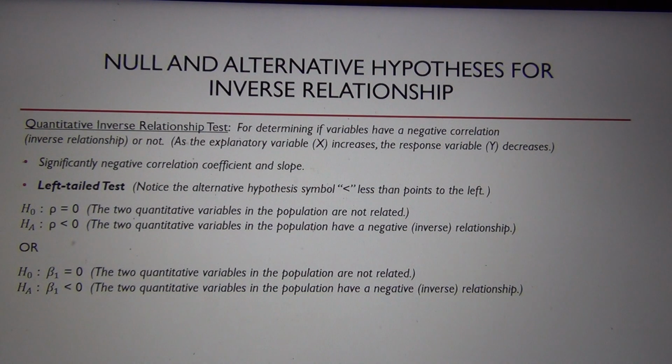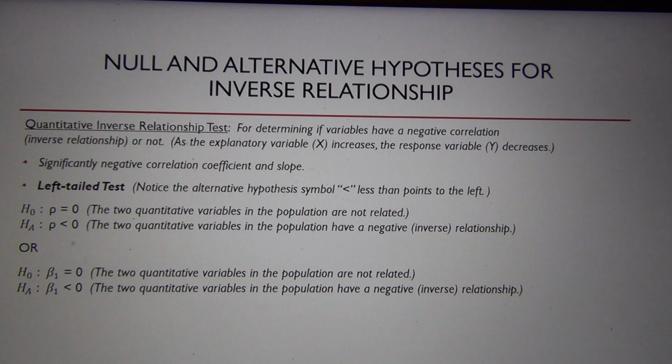We can also have a negative or inverse relationship. Again, this means as the x variable goes up, the y variable goes down. So again, we would see a significantly negative correlation coefficient, and the correlation coefficient is close to -1, and a significantly negative slope. Right? And this would be a left-tailed test, because we're looking for either the population correlation coefficient rho is equal to 0, not related, or the population coefficient rho is less than 0. Again, that would mean it's closer to -1.